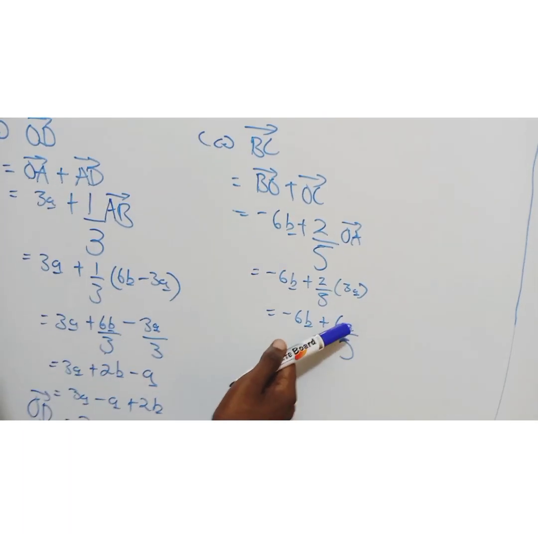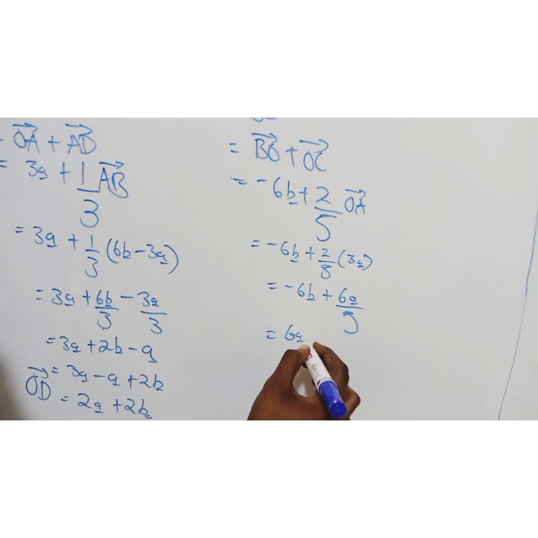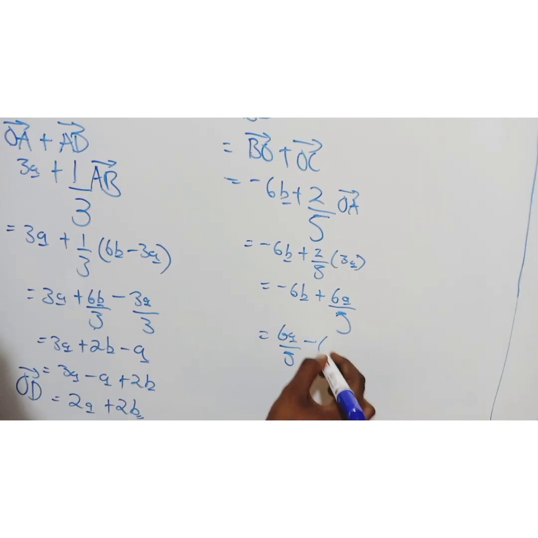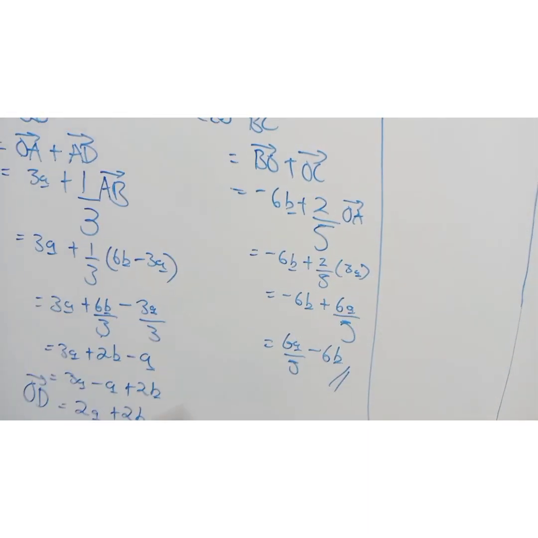I said avoid the negative being in front. So you have 6A over 5 minus 6B. Just end here. Now let's look at the last question.